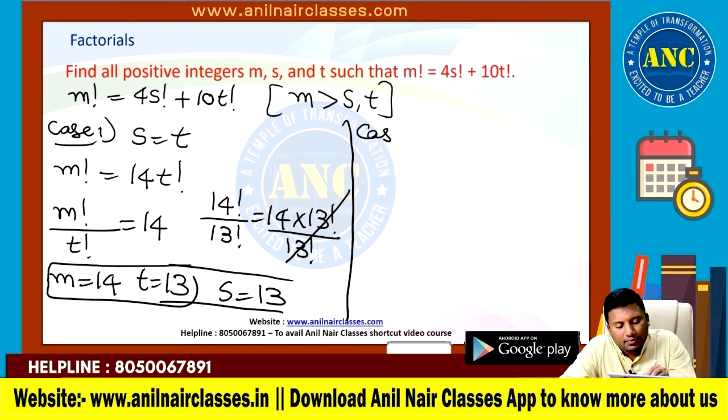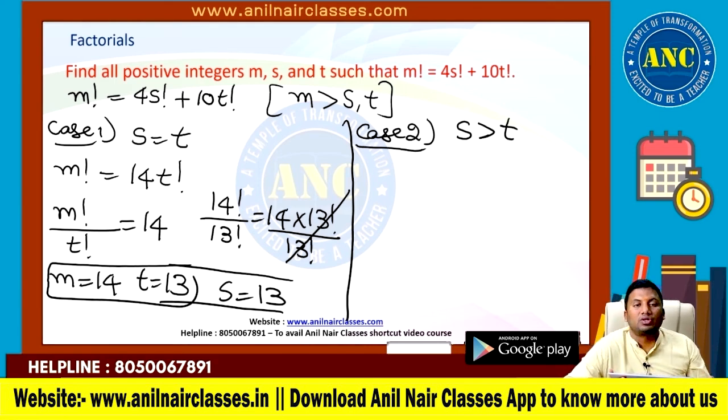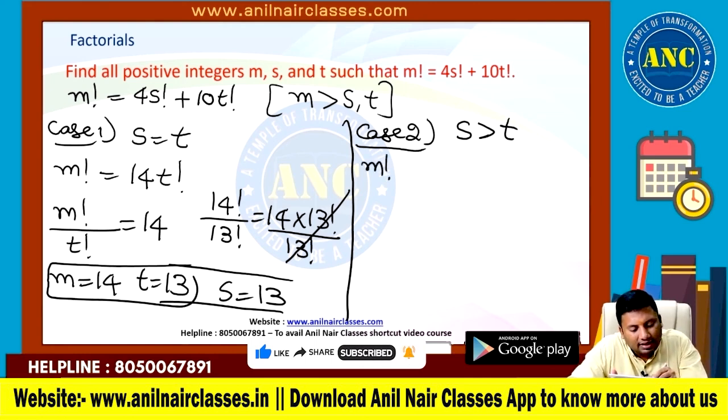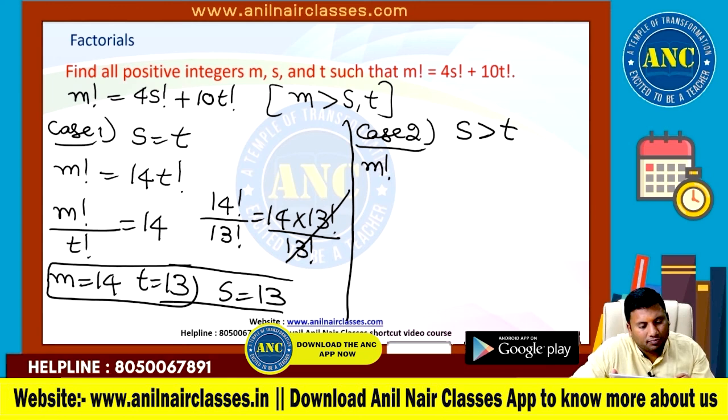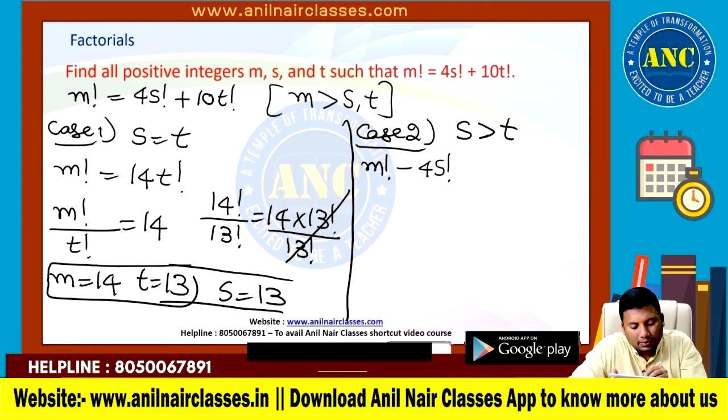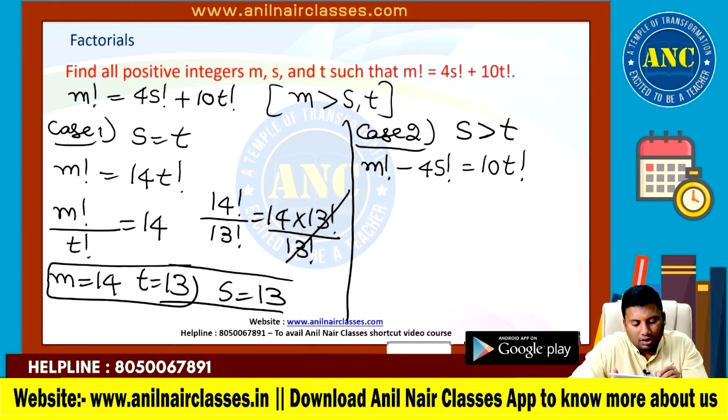Case 2. s is greater than t. I will also tell you why s less than t is incorrect. If s is greater than t, m factorial minus 4s factorial equivalent to 10t factorial. m factorial by t factorial minus 4s factorial by t factorial equivalent to 10.